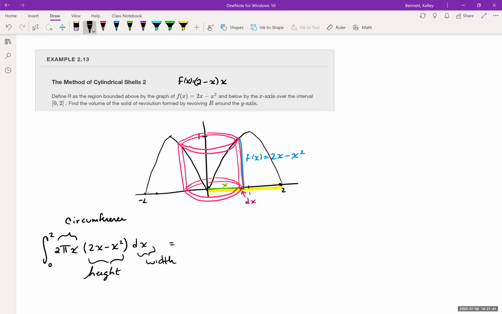So I'm going to simplify the integrand. From 0 to 2, 2 pi times 2x squared minus x cubed dx. And then this is just a polynomial, so we can integrate this relatively easily.